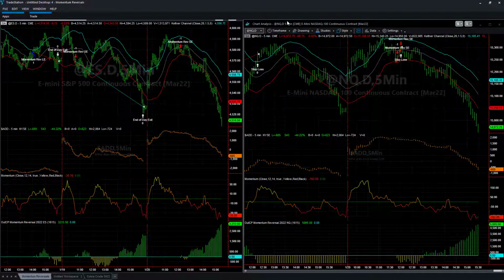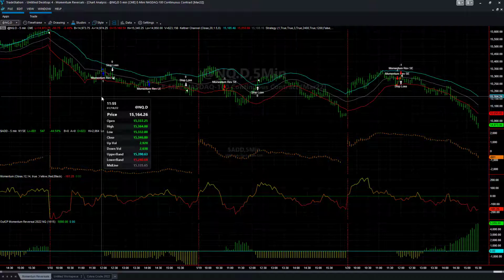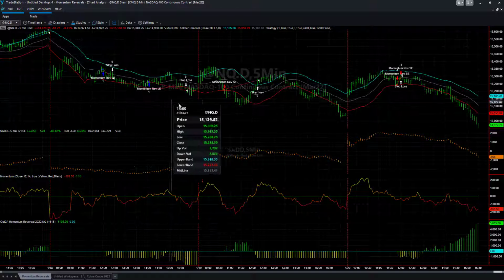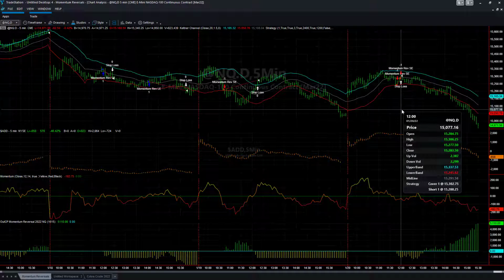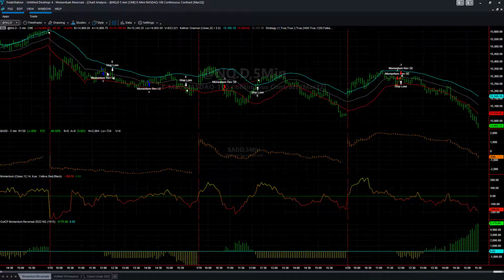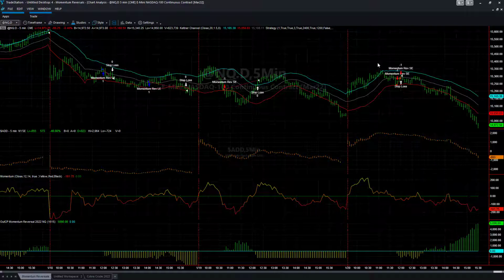We talked about earlier in the week that it had a losing streak. Tuesday, this was Tuesday's trade. Remember, Monday was a holiday. So Tuesday had 2 losers. Wednesday had 1 loser, and today we had 1 loser. So since we talked about this, 1, 2, 3, 4 losers, and now we're on the 5th trade, and it's on a winning trade right now.